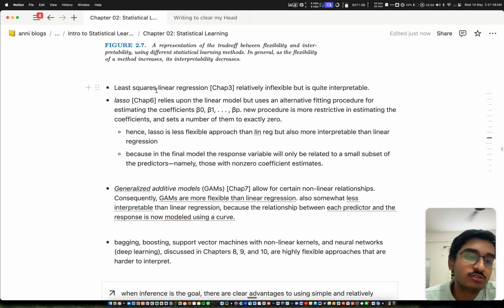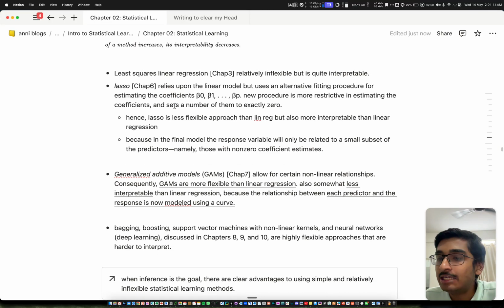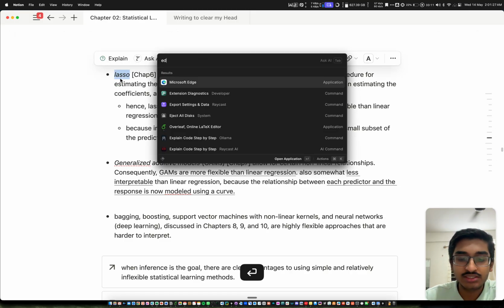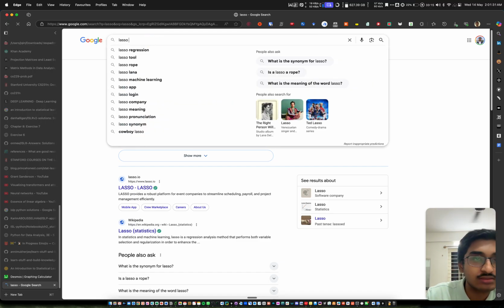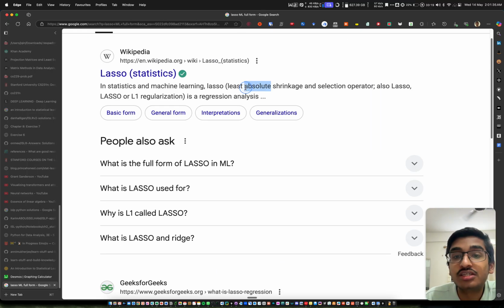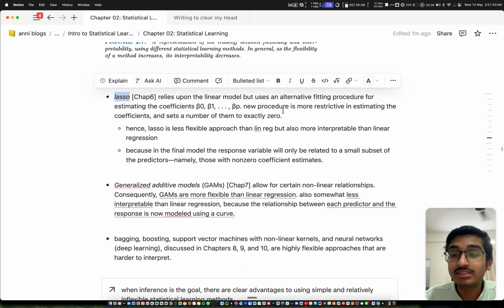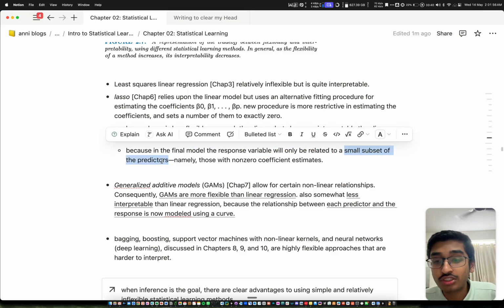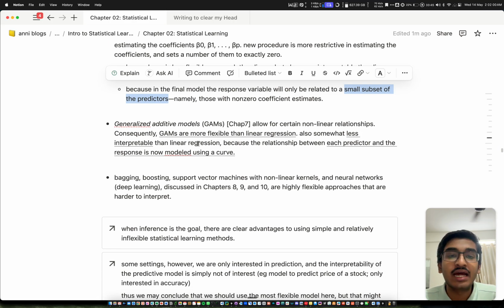So now we go through a bunch of methods. Least squares is inflexible but interpretable, as we talked about, basically linear regression. Lasso is another type of linear regression which uses regularization, so it's basically an alternative fitting procedure. It's much more restrictive in estimating coefficients, and the key thing about lasso is, I think, least absolute shrinkage and selection operator. Sorry, my bad, not sum of squares. But yeah, it basically shrinks and selects certain predictors, right? So it's much more interpretable. Why? Because the final model has only a small subset of the original predictors. Predictors which are not useful for the target output, it basically shrinks to zero. And the other ones are non-zero estimates, but they shrink the values, regularization, right? Preventing overfitting. Anyways, we'll come to that later.